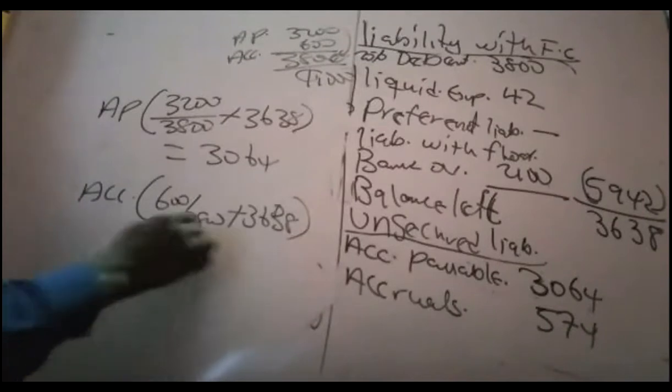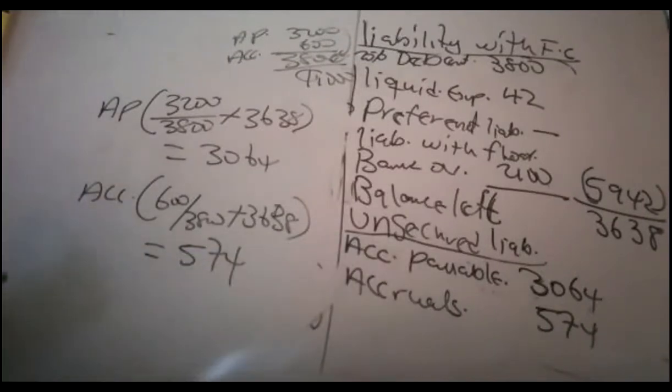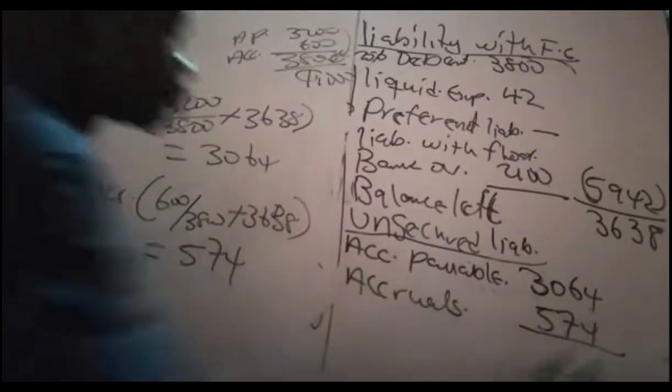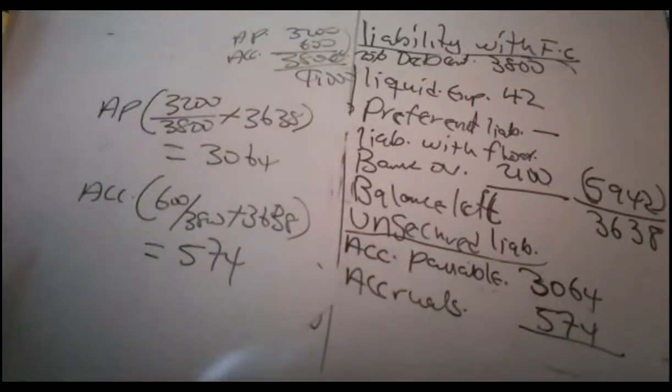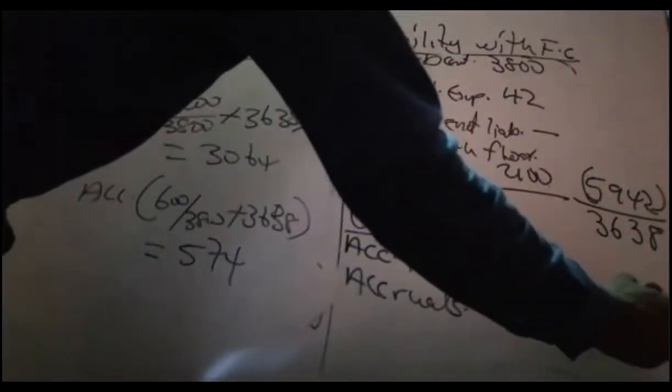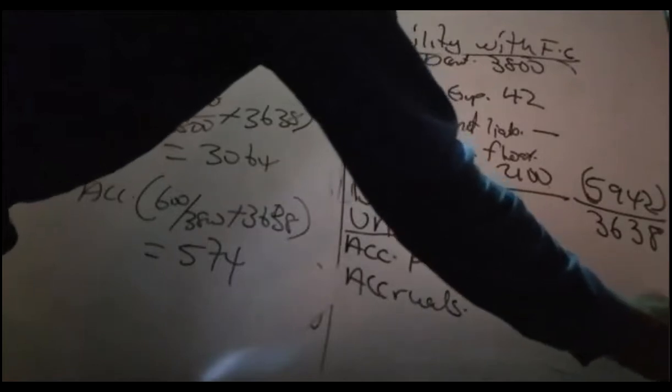That also gives us 574. You key them in and then you are done. Now sum all this one up. We are not done with the game. You sum it up, it gives you the same answer as this, 3638.